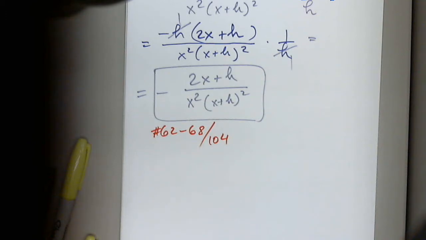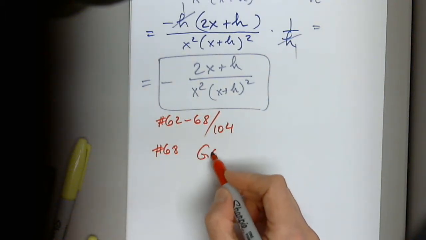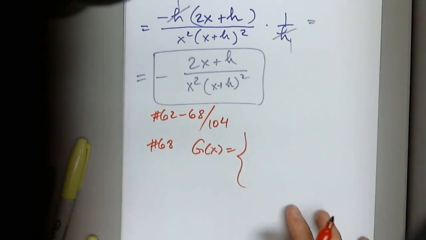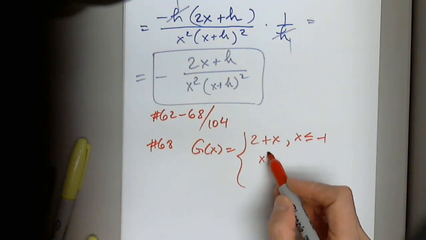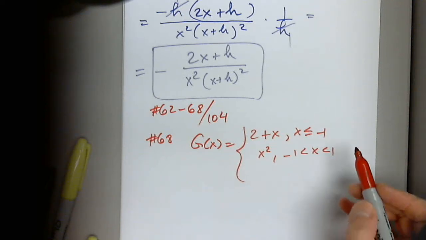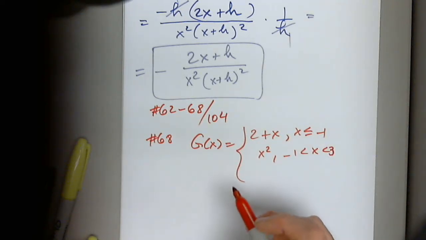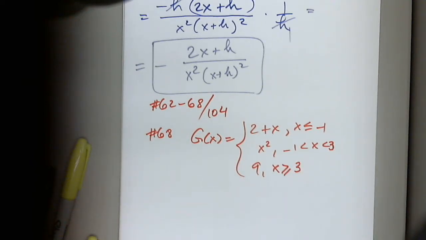It's taking a while to load, that's okay. I'm going to choose 68 then. And 68 is a function g of x equals 2 plus x, for x less than or equal to -1, x squared, for x between -1 and 3, and 9 for x greater than or equal to 3. So it's now or later, I meant to say. It's the same thing. I need this anyway.